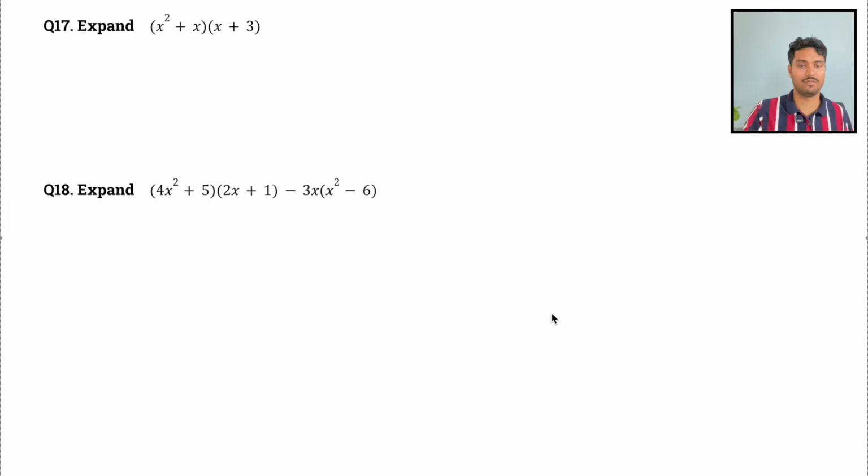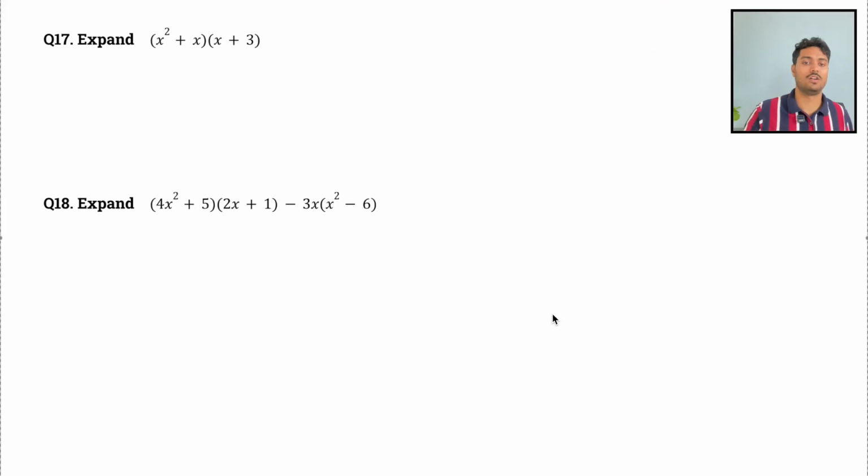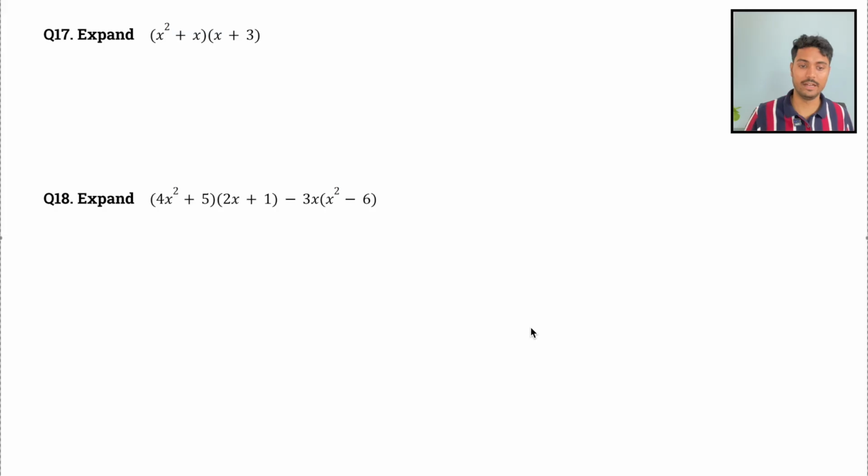We have two more questions. Question number 17 and 18. So these are more complex questions, but the approach remains the same. With the same approach, we have to solve both the questions. So let's check. Again, first term with the first term.